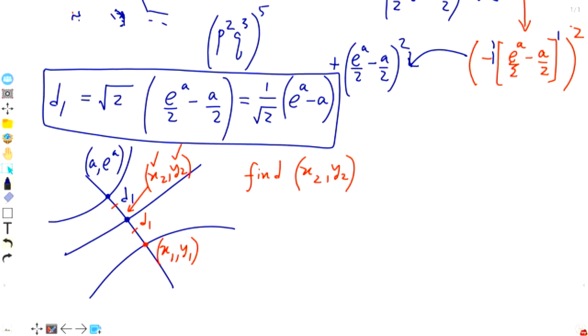Where this is y equals log x. Okay, so the first challenge was to find this coordinate here, and the second challenge is to find D1. The third challenge is to find X1, Y1. Let's do it.